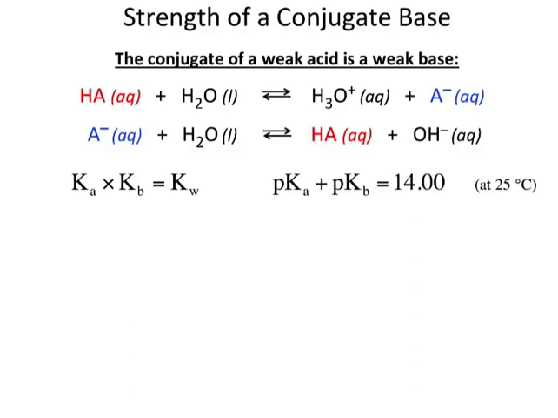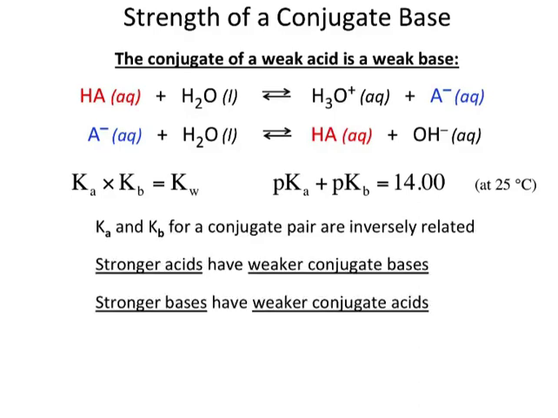You can also do this in terms of P. So pKa plus pKb equals 14. Basically, you just take the negative log of both sides and plug the number for Kw in there. So Ka and Kb for a conjugate pair, remember, acid and its conjugate base, or base and its conjugate acid, you take the Ka and Kb together, they're inversely related. Since they multiply to equal the same number, or they have to add to the same number, if you make one bigger, the other one has to be smaller. So stronger acids, which means a bigger Ka, have weaker conjugate bases, a smaller Kb.